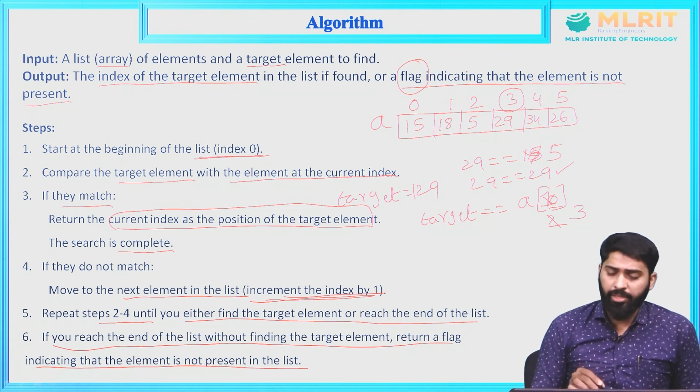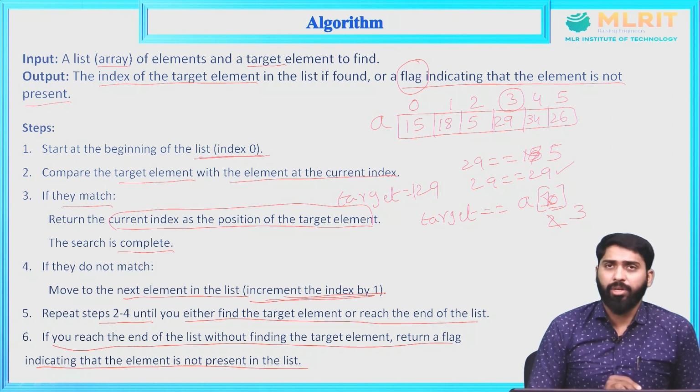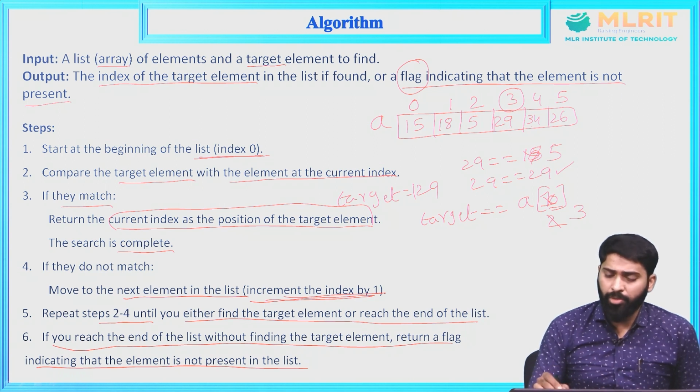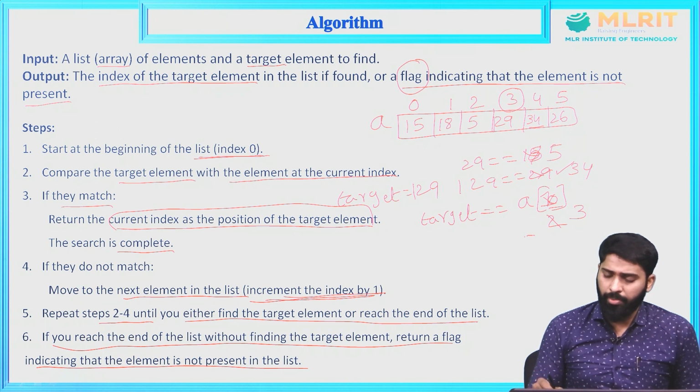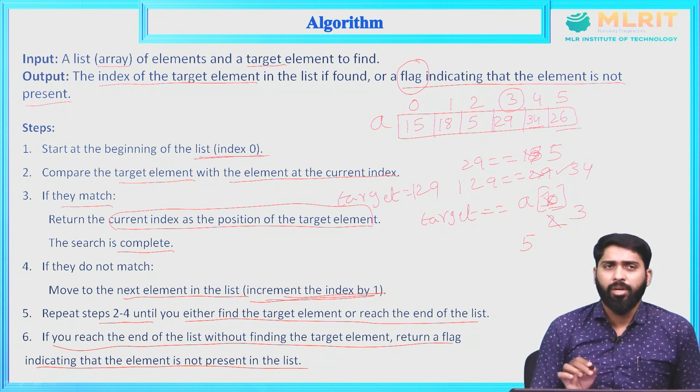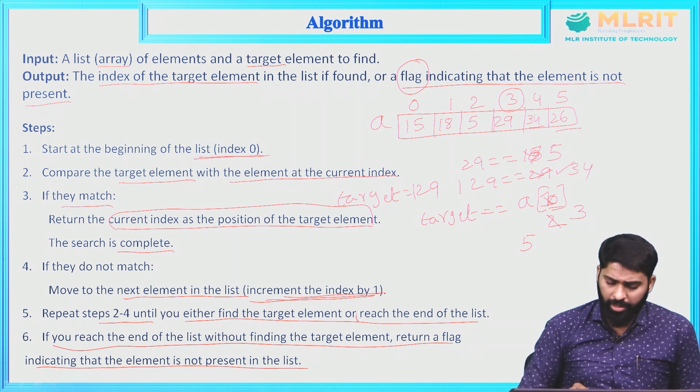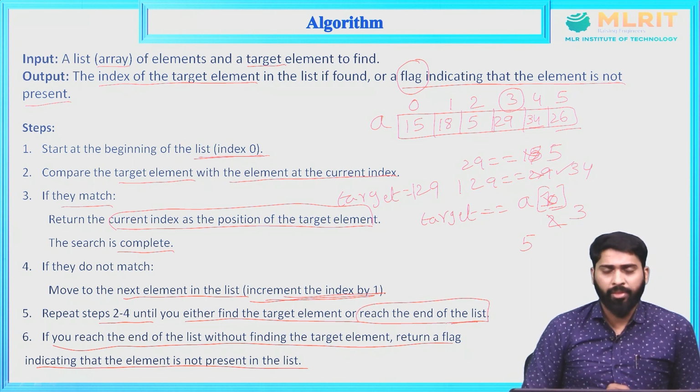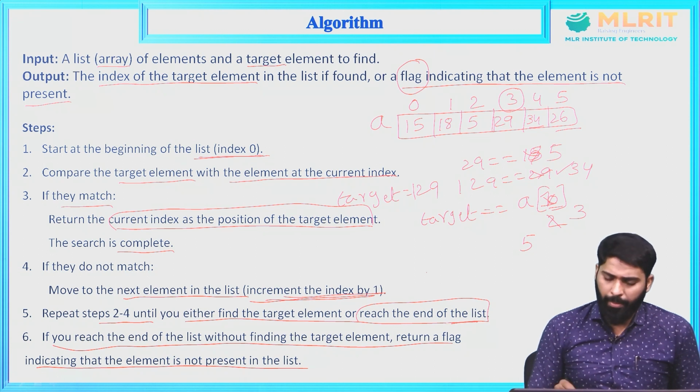Now in this case, 129 does not match 29. So we move to the next one, 34. Is 129 equal to 34? No. Then again increment the i value. Now the index will be 5. Now you check 129 equals 26. False. Now in this case we reach the end of the list. So we return some flag value, maybe -1.